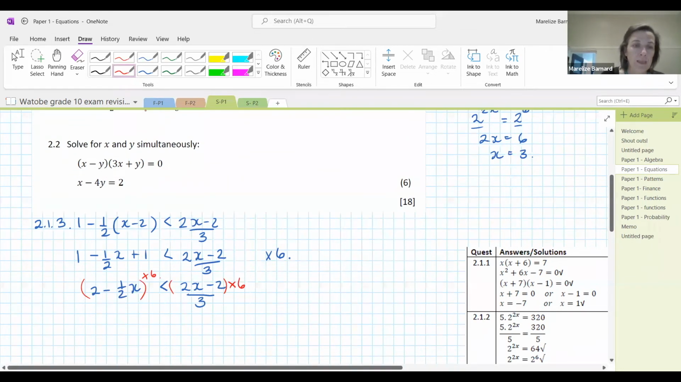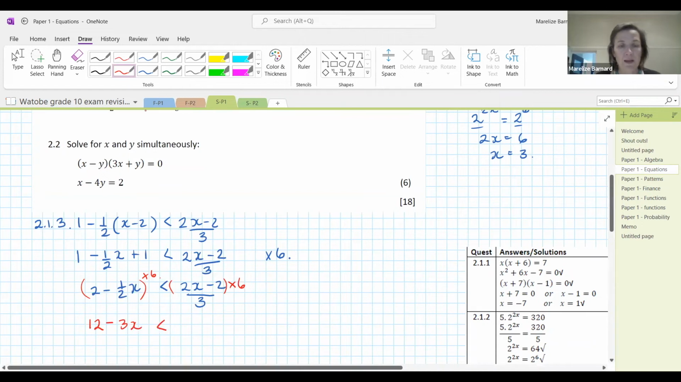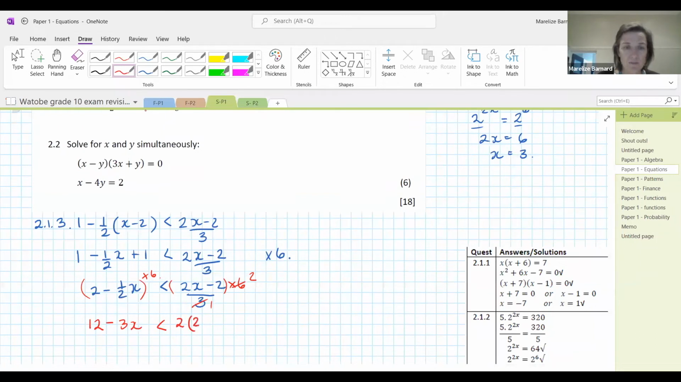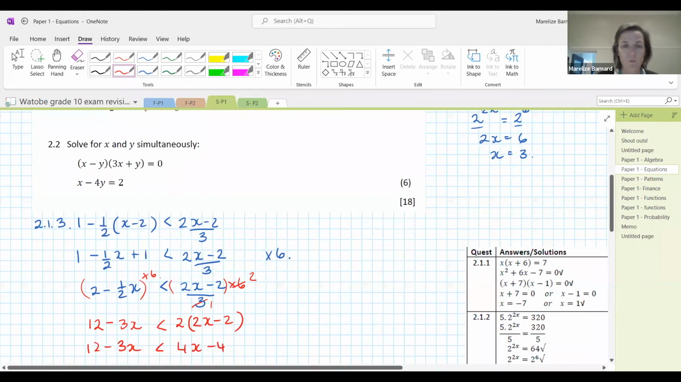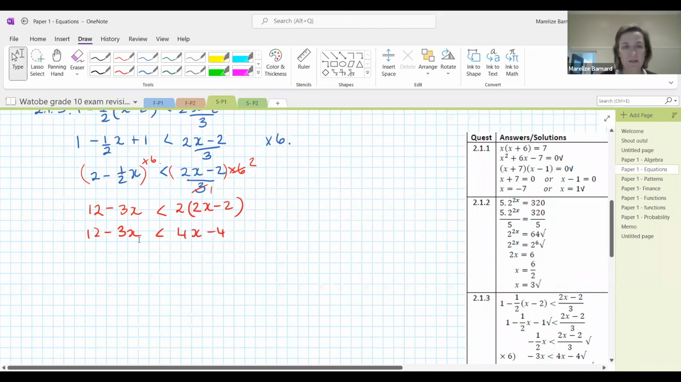So 2 times 6 is going to give me 12, and then minus a half times 6 is going to give me minus 3x. And here, if I've got this as a 3, it can divide, so I only have to times by 2, x minus 2, and that gives me 4x minus 4. We're going to take x's to one side, numbers to the other side.